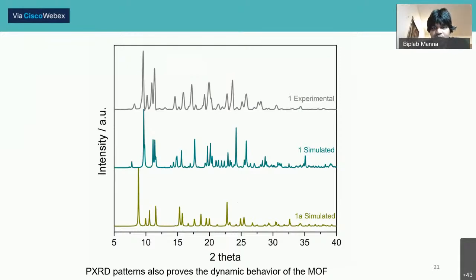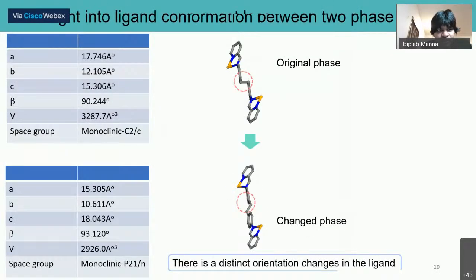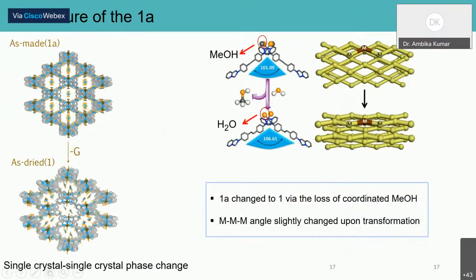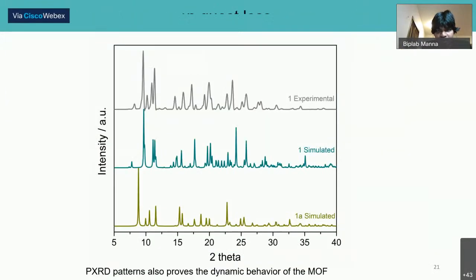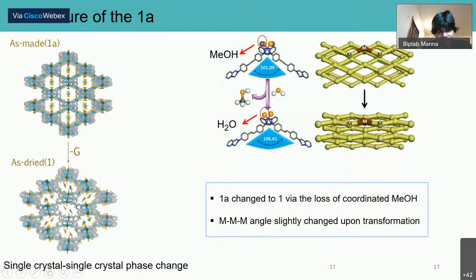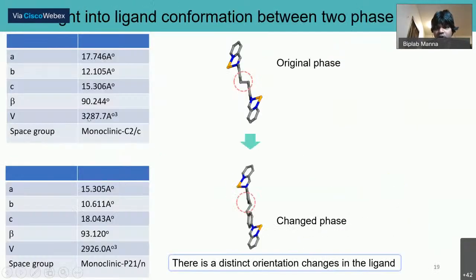Are you listening? So 1A simulated means this pattern is adopted from this. If you see this one, simulated is adopted from this, as dried after gas loss, and 1A is adopted from this one.